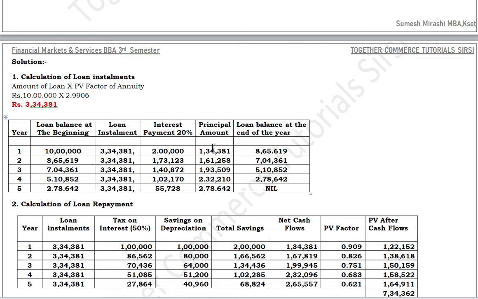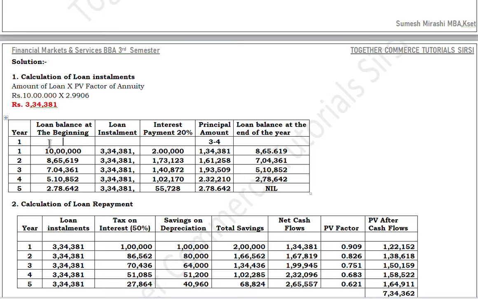Then the principal amount, the fifth column. You can understand this by subtracting the fourth column, the interest column, from the third column, the loan installment column. So I'll be writing here third column minus fourth column. If you subtract these two columns, you will get the answer. Then the last column, that is the sixth column. The sixth column is, you should take the second column.